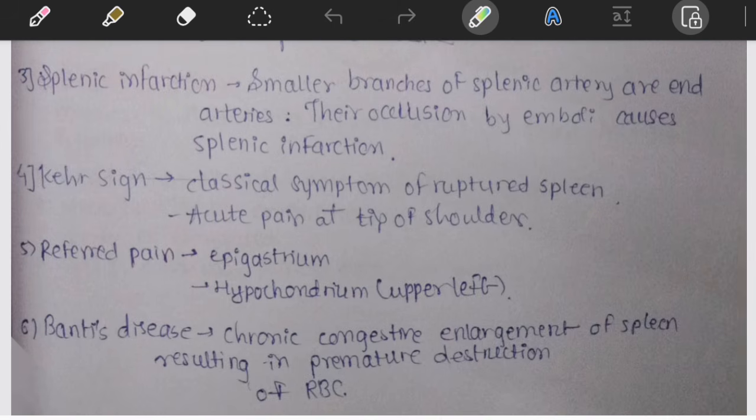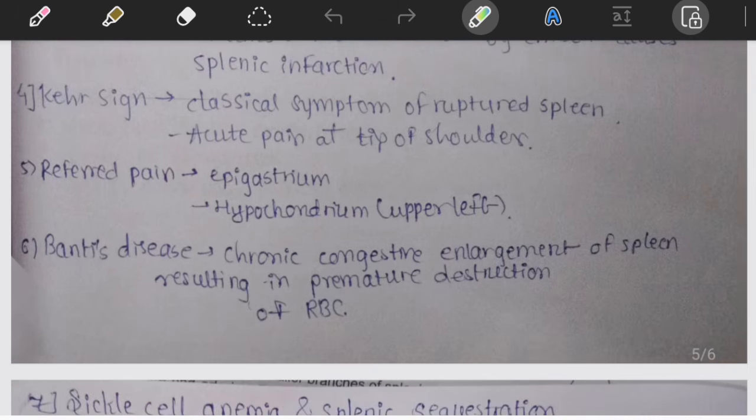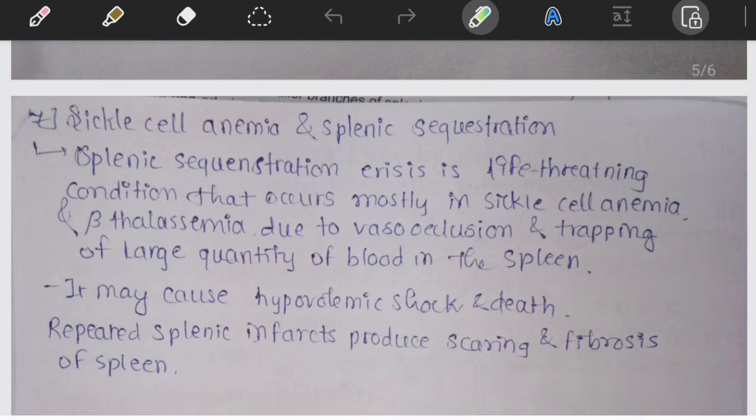Splenic sequestration. Here is one of the most important clinical conditions, the splenic sequestration crisis. This is particularly important in clinical conditions such as sickle cell disease, and can occur in other hemoglobinopathies. Large amounts of blood become trapped within the spleen. This can cause a sudden fall in circulating blood volume and may produce hypovolemic shock if severe. Repeated splenic infarction can also lead to scarring and fibrosis.